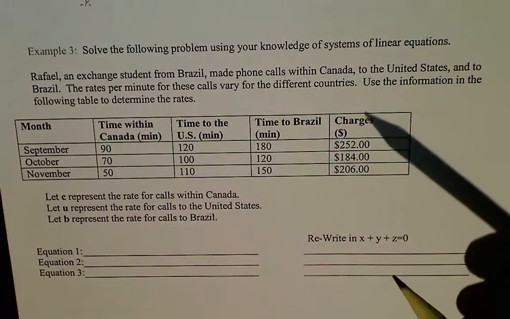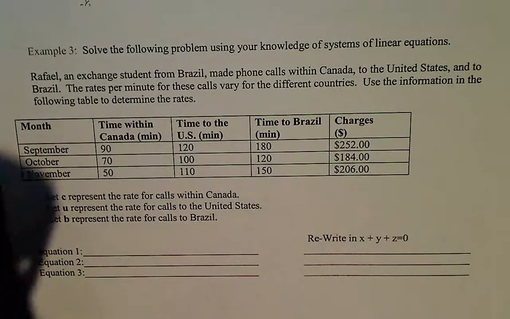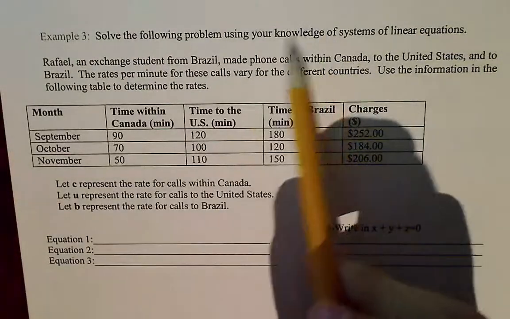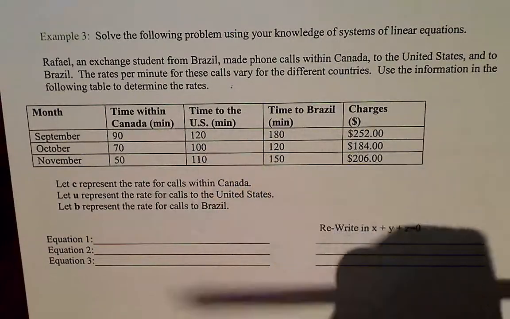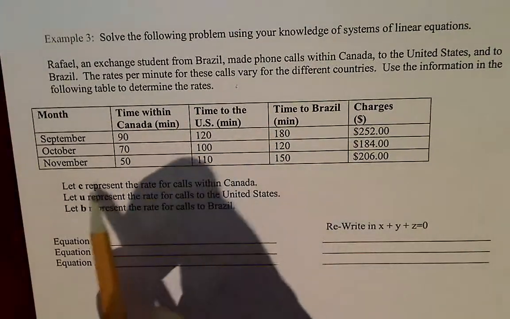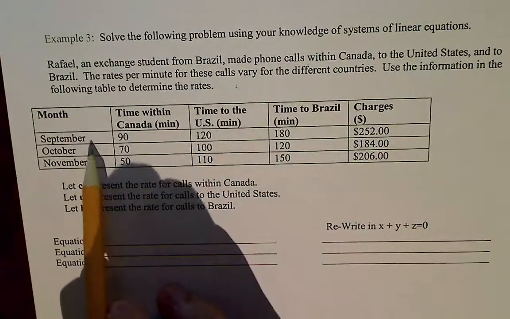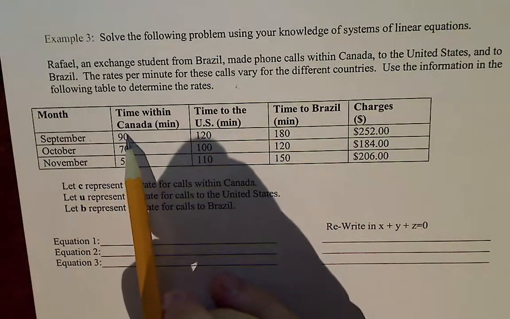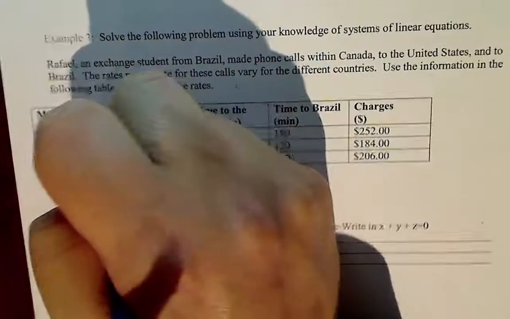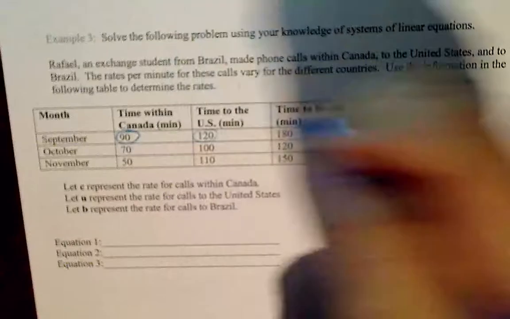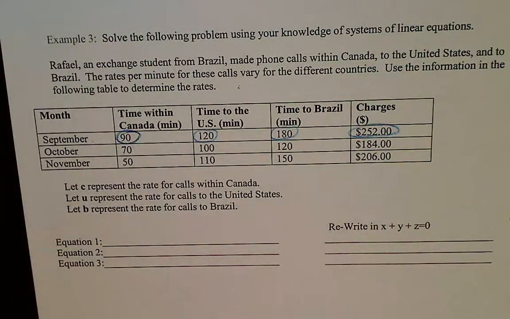And then the question pretty much would be, what is the cost per minute for each place? Which I realize it's not what it says here, but that's pretty much what the question would be. Okay. So if I write this, the way you look at this is this. For the first equation, if I take the month of September, however much time I talk with Canada, with the US, and with Brazil, has to add up to $252.